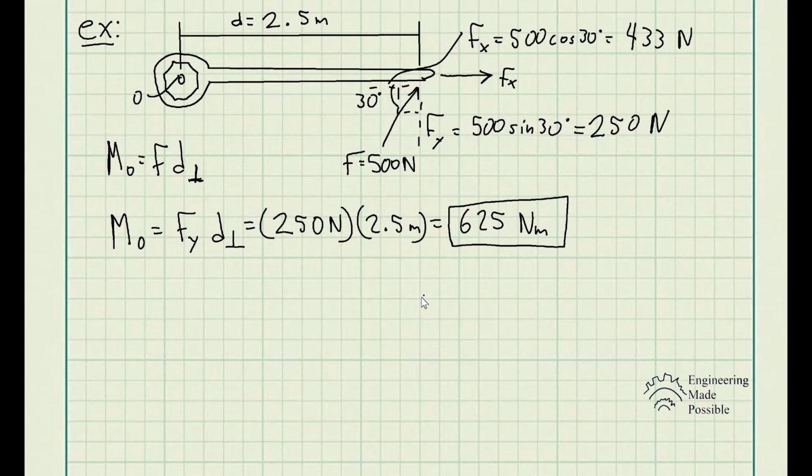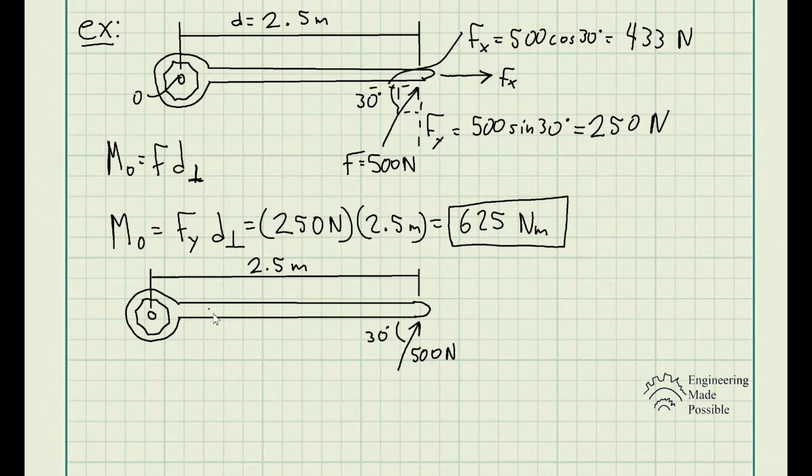Now, here's another way you could solve this exact same problem. Same exact problem: we have 2.5 meters from this point O here in the center of this bolt, where the force is being applied at a 30 degree angle, 500 newtons. So another way here is to actually draw a triangle with respect to the force.